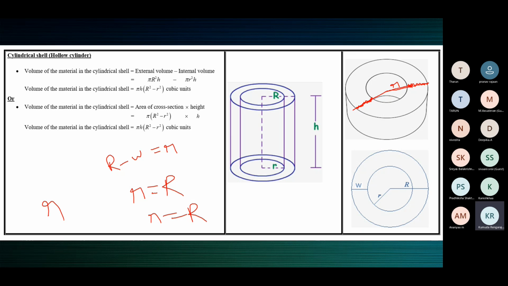Then you can either use small r or capital R. Both are the same. But when the wall is thick, then we say small r and capital R, small r being the inner radius, capital R being the outer radius.